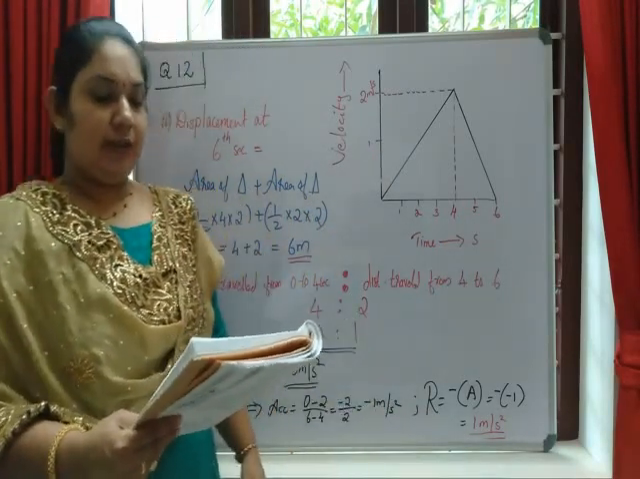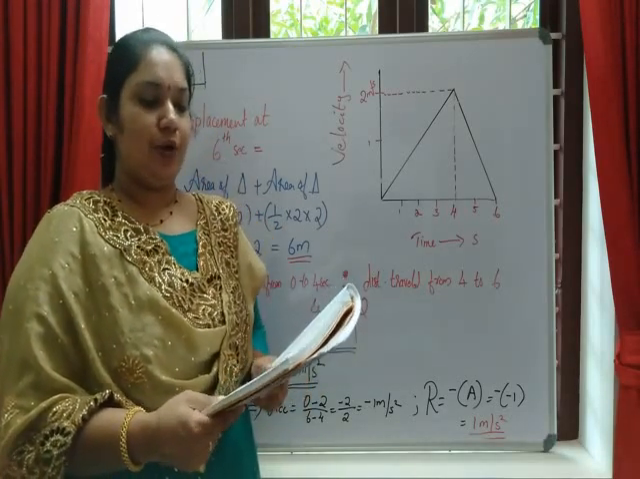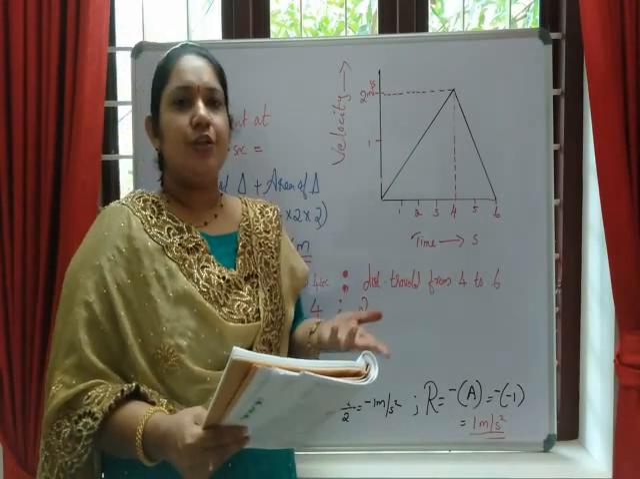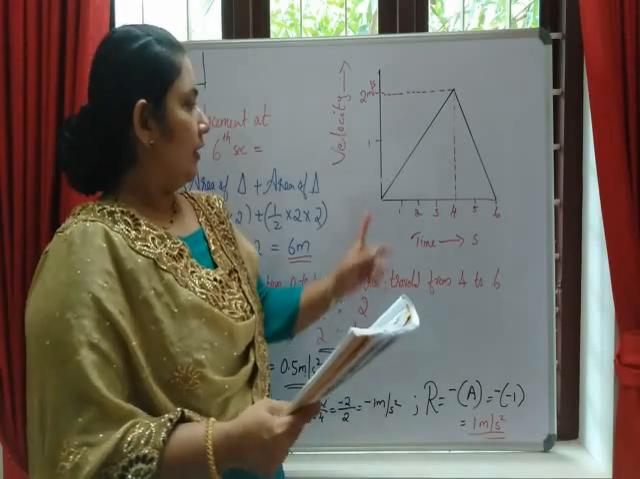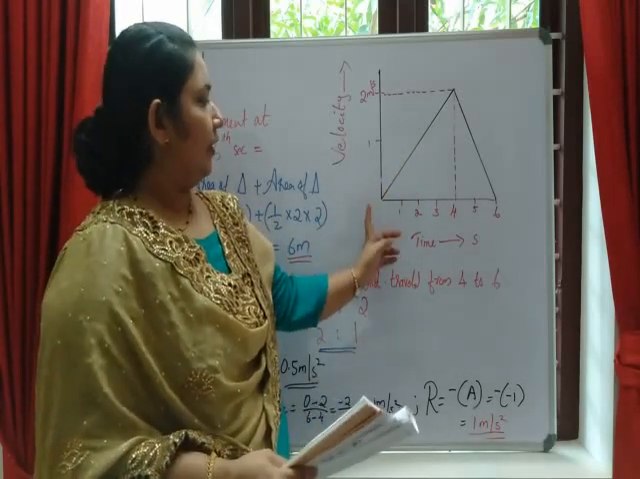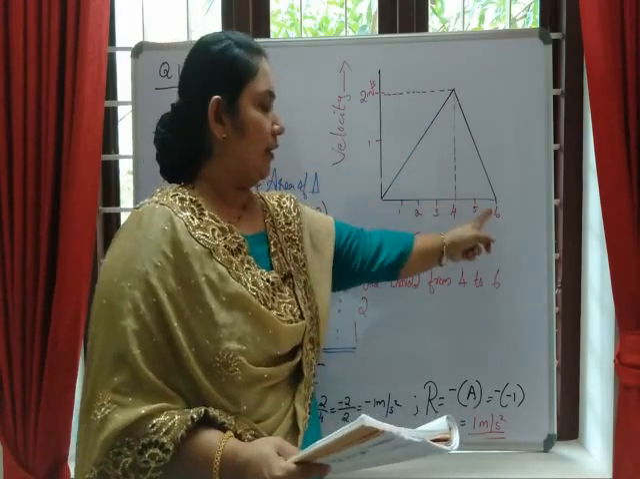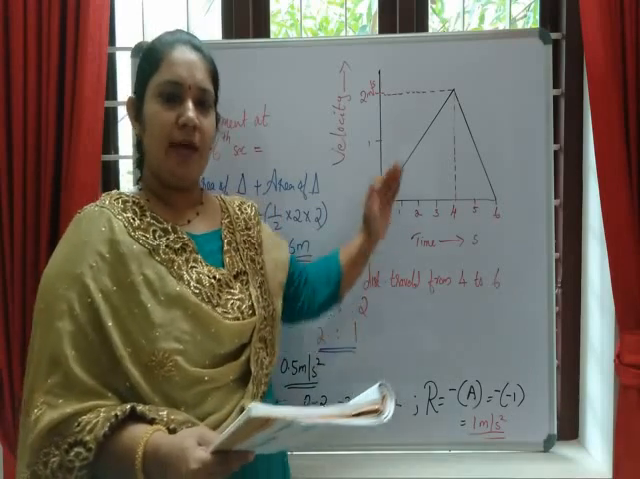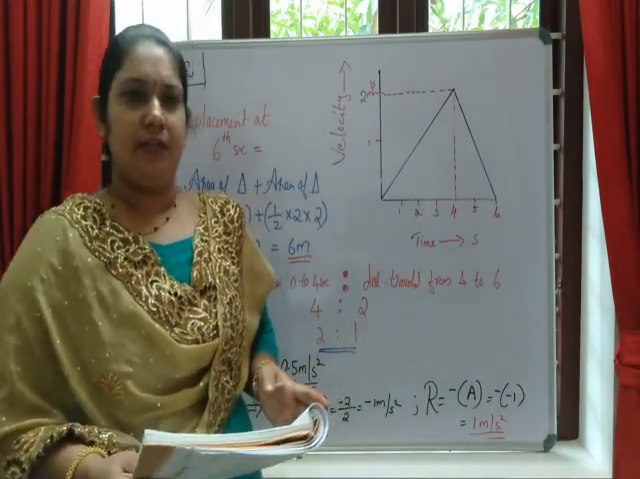Here we are asked to calculate. First question is state the nature of motion of the particle. Here you can see it is uniformly accelerated from 0 to 4 seconds and uniformly retarded from 4 to 6 seconds. So uniform acceleration and uniform retardation. So just write in a sentence.